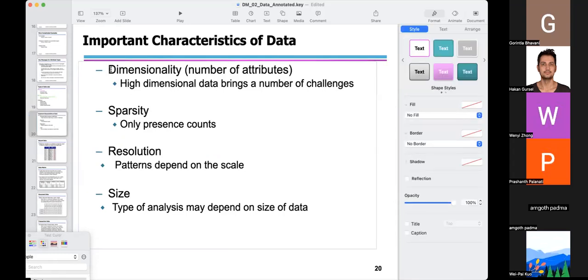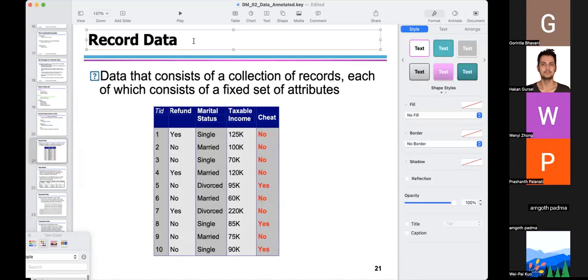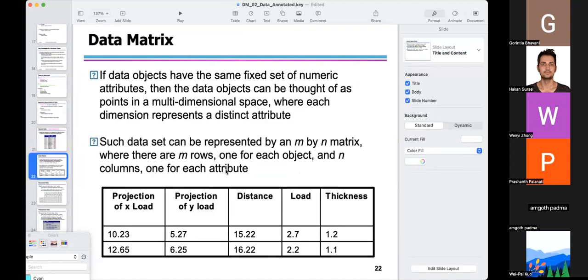Some characteristics: dimensionality, like we said, is the number of attributes or dimensions. It makes a difference how many we have because that could complicate the analysis of the data. Record data is when we have a table format or relational data. We could have a data matrix, where some information was extracted from those tables and we created a document that contains the information. That's called a data matrix.